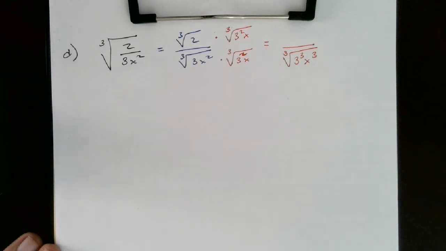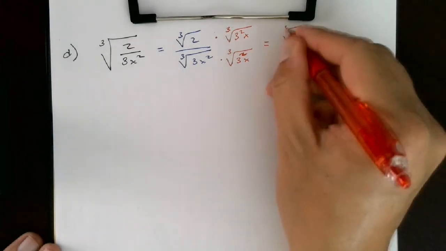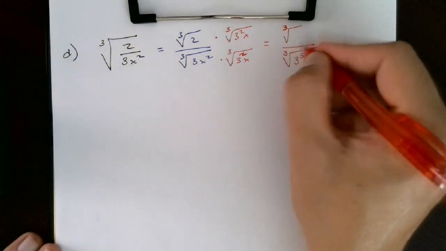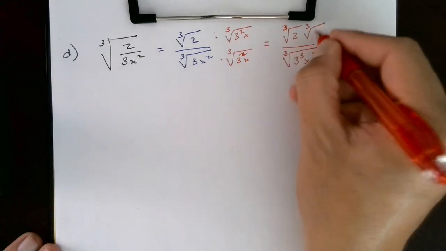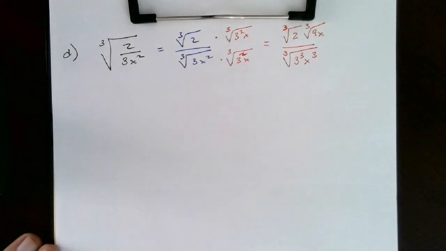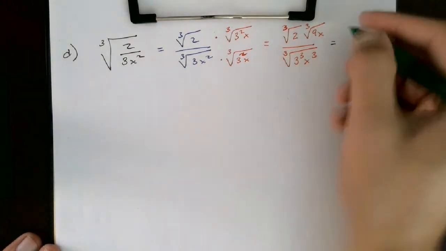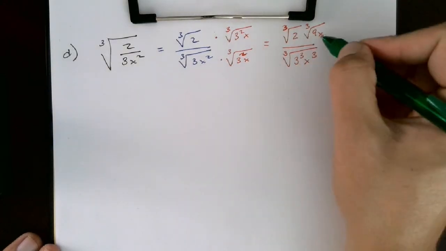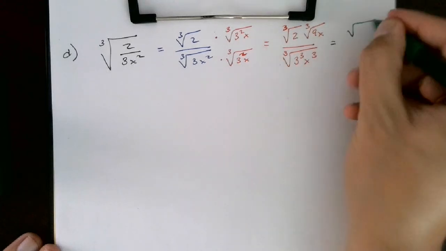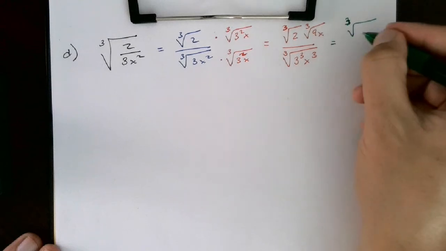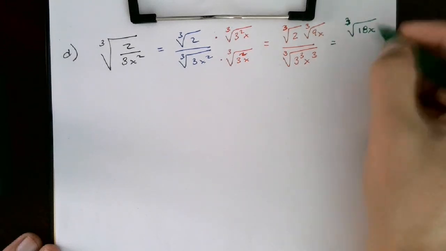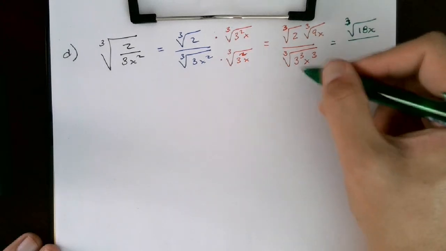Simplifying this, this will give me the cube root of 2 times the cube root of 3 squared, which is 9x. And then we're going to simplify this. Simplifying this here, I end up with the cube root of 2 times the cube root of 9x. Since they have the same index, I can write this as the cube root of multiplying the insides together. 2 times 9x gives me 18x over the cube root of 3 to the third x.